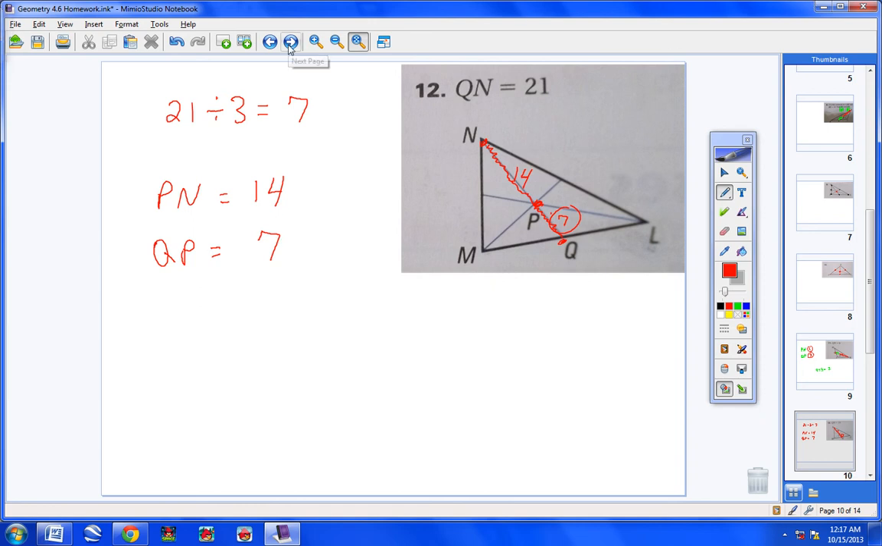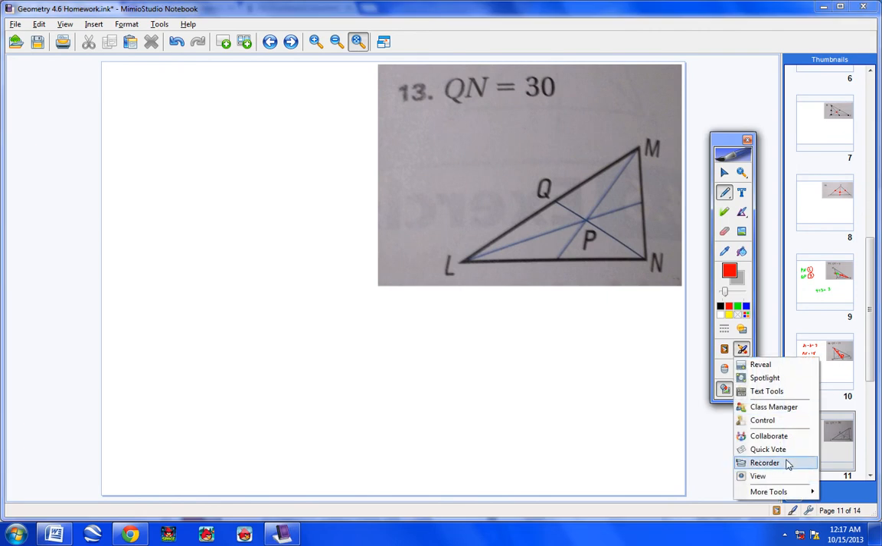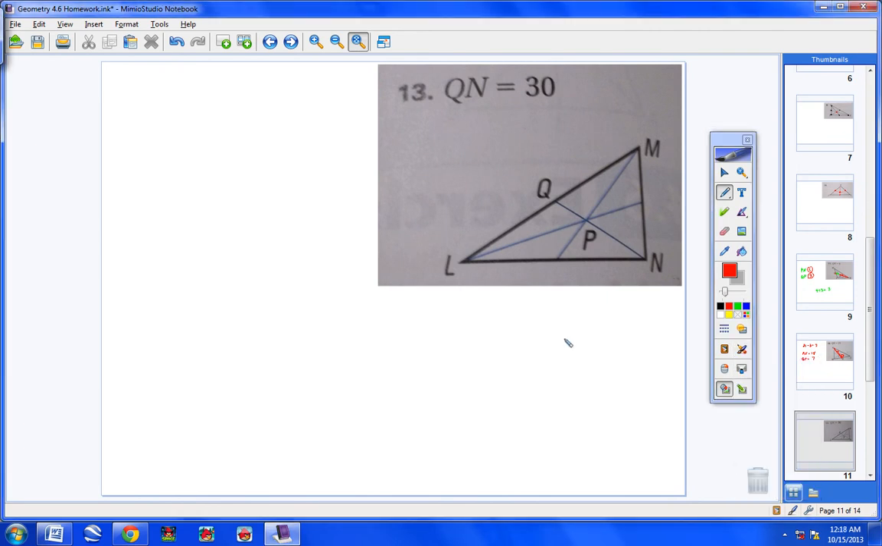Let's take a look at number 13. Now, on number 13, notice QN is 30. So this entire median is 30. Well, like I keep saying over and over, when you're given the length of the entire median, divide it by what number always? 3. And that will give you 1/3 of the median. Now, obviously, this is the 1/3 right here, and then PN is going to be your 2/3. So, QP right here is going to be 10, and the longer segment is always twice as big, so if QP is a 10, PN will be a 20.